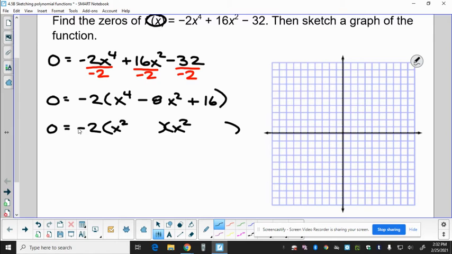Okay, let's think about what two numbers are going to multiply to give you 16 and add together to give you -8. All right, it's going to be -4 and -4, right? Now what I'd like everybody to do is use your zero product property and get the rest solved.